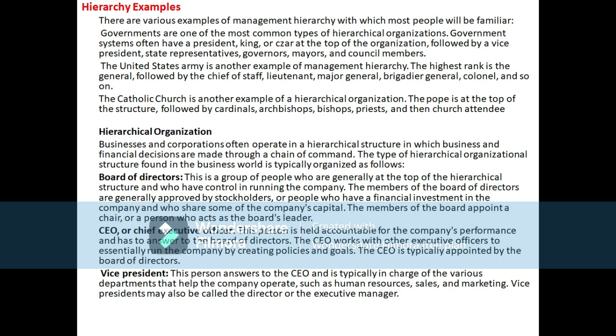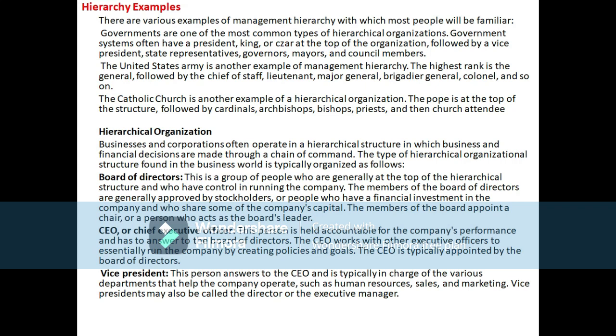And the United States Army is another example of management hierarchy, where the highest rank is the general. In management terms, we see the top management level: board of directors, president, vice president, likewise. So the highest rank is known as the general. The general is followed by the chief of staff, then lieutenant, then major general, brigadier general, colonel, and so on. So this is the organizational structure hierarchy.